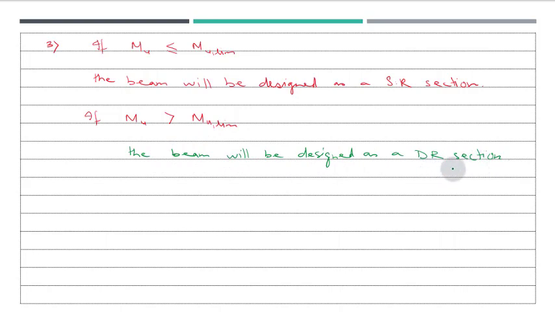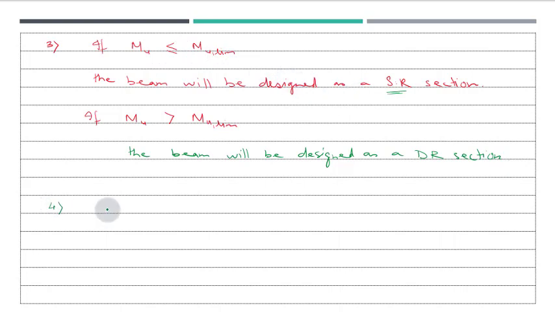What is a doubly reinforced section? In a doubly reinforced section, we provide tension reinforcement as well as compression reinforcement in the beam. So you'll be having steel on the tension side, and also steel on the compression side. In the coming class, we'll discuss the analysis as well as design of doubly reinforced sections. Right now, we are discussing singly reinforced sections. So of course, the problems we are going to have will make sure that the applied ultimate moment is always less than or equal to the limiting moment carrying capacity of the beam.